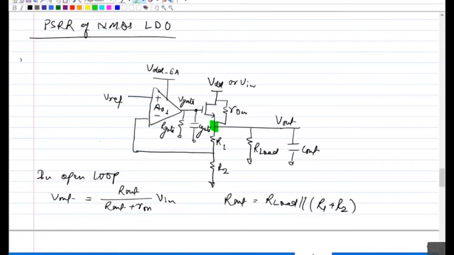So if you give any change at the source of this, what will it try to do? Is there any local feedback here? When you are talking about the source follower, you are applying the input at the gate and then looking at the output. But in this case, your input and output are both at the same node, V out. So what would happen if you make any change in the V out? What will this NMOS try to do?